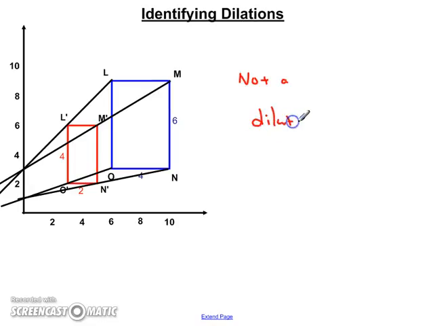Now that doesn't mean that these are not similar figures. They could be. If I were to do the ratios of corresponding sides, we probably would find out that they very well might be. But it's not a dilation. It doesn't fall under that category of transformation.